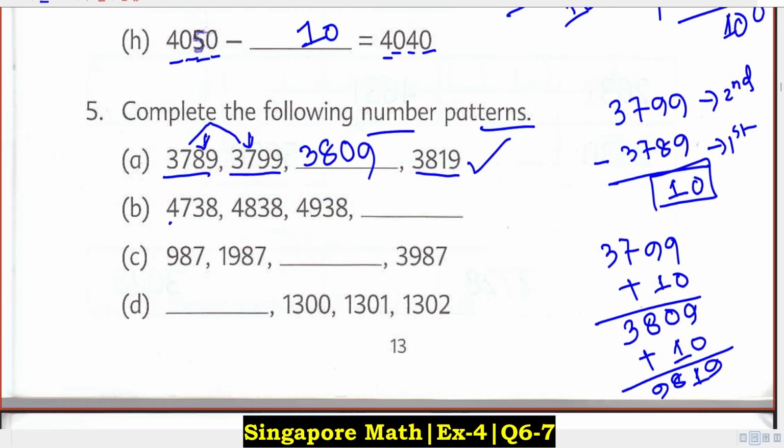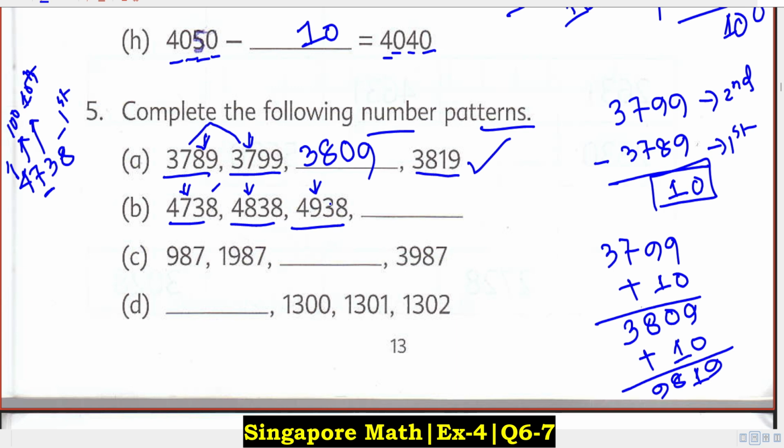Next, 4738, 4838, 4938. So look, here is a 7, here is an 8, here is a 9. So what is the difference? Look, in 4738 this is the ones place, this is the tens place, and this is the hundreds place, and this is the thousands place, right?